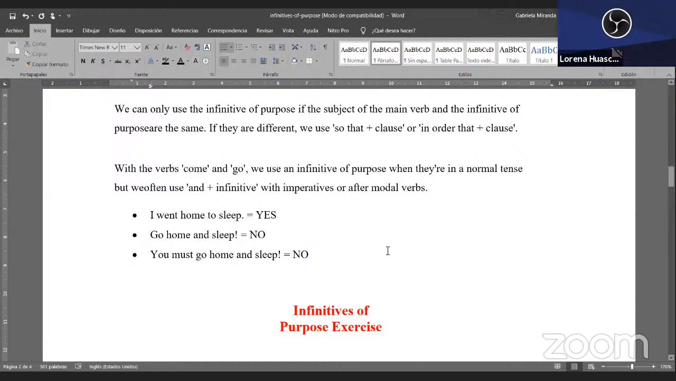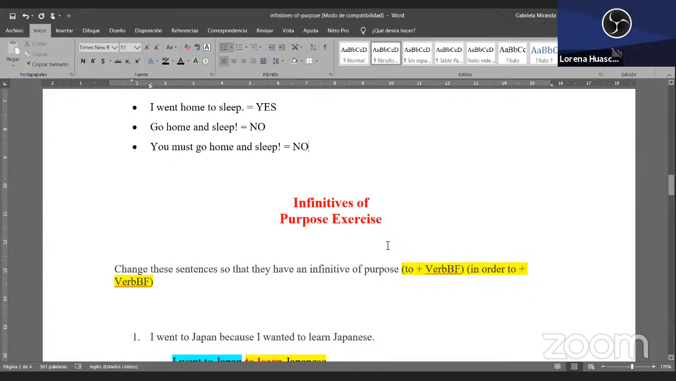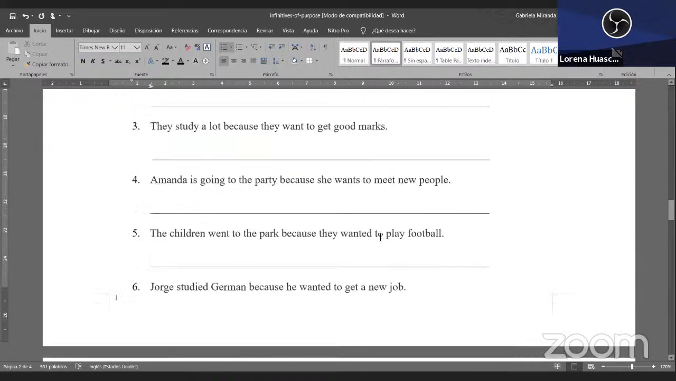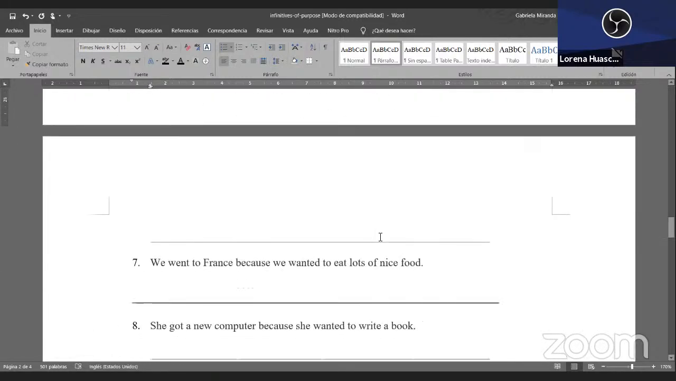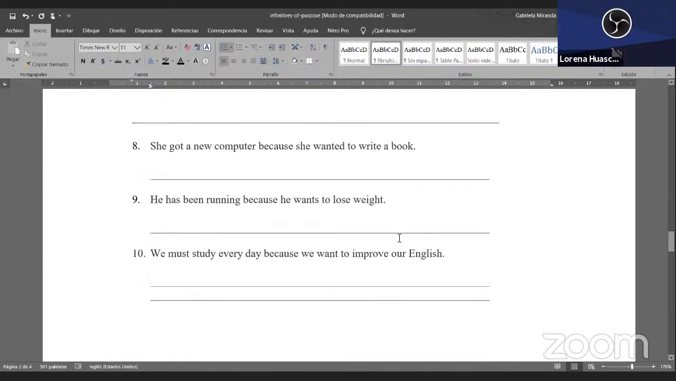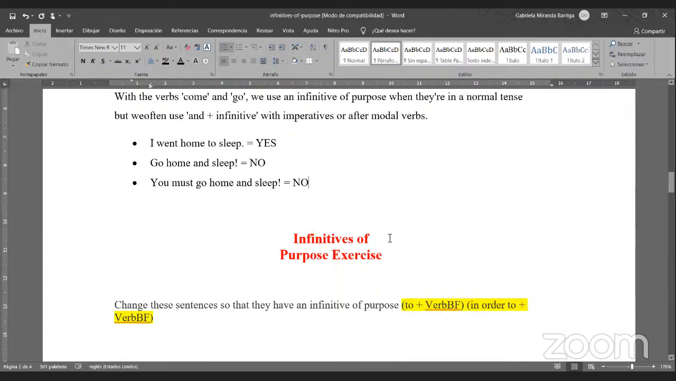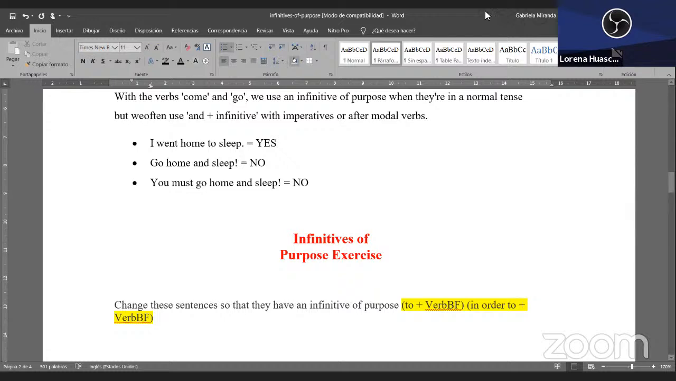So I don't know if you have some questions until here, Gabby. No, it's clear. Perfect. So here, for example, you could find some exercises to practice this. And if you have some doubts, you could tell me after and I could help you, okay? So with this, we are going to finish and let's go to the platform.